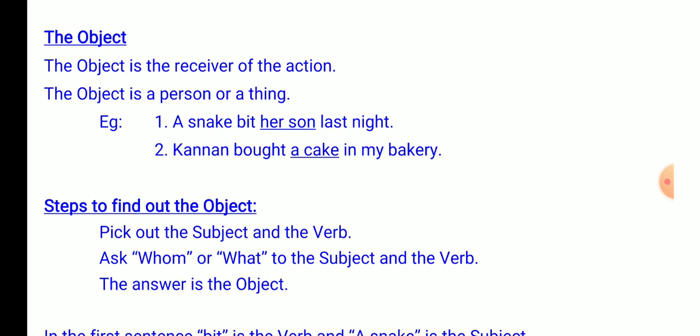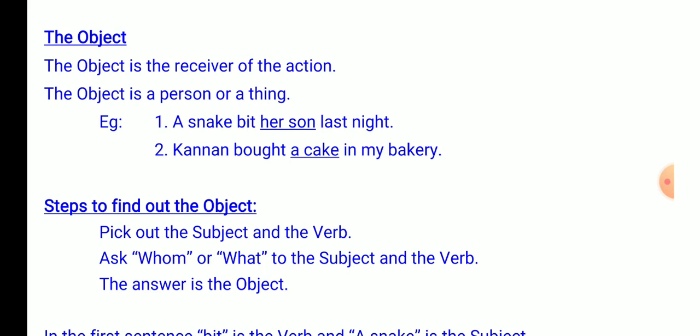Finally, let us move on to the object. You learnt that the subject is the doer of the action. What is the object? The object is the receiver of the action. You know, the subject comes before the verb. The object comes after the verb. Like the subject, the object is also a person or a thing.